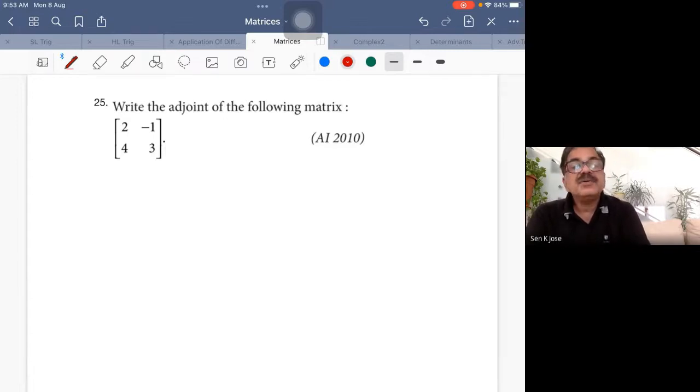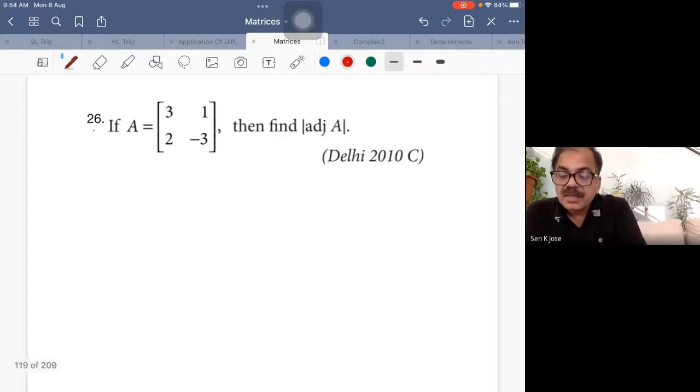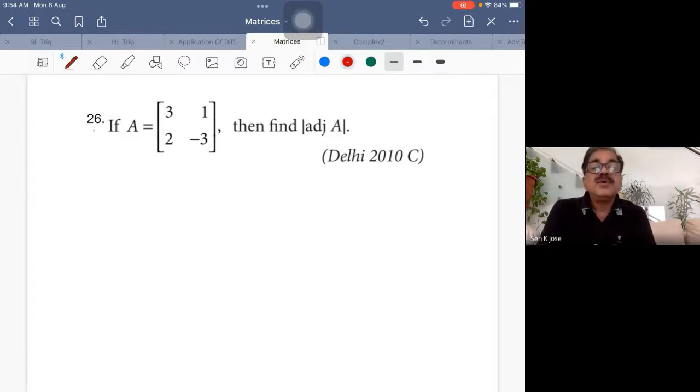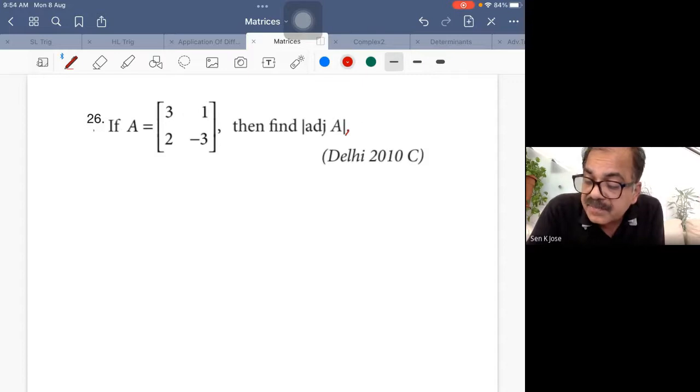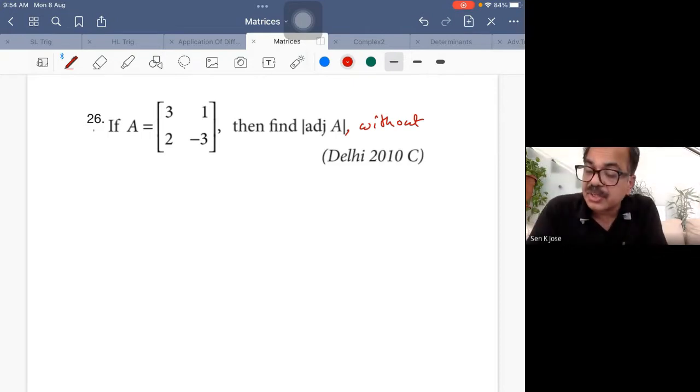Write the adjoint. We have a shortcut. Interchange the diagonal elements, 3 and 2. And make the other elements opposite sign. So negative 4 and positive 1. Okay, that's the adjoint of this matrix. This is again to find determinant of adjoint of A. Oh, often they say without finding the adjoint. They want the determinant of adjoint of A, but without finding the adjoint itself. We don't want to find out the adjoint because we have a formula.